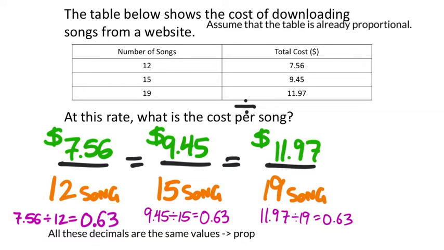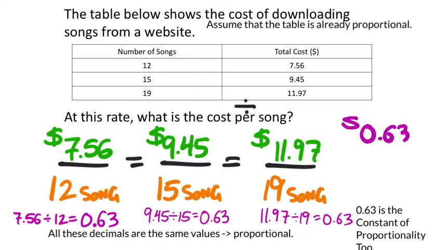So that means we know it's proportional. But also, this tells us that this value that we found, see this 0.63 that repeats? That tells us that we have also found the constant of proportionality as well. Okay, so it would be okay also to write this 0.63 as a rate, so we know it's dollars per song, which tells us really that we're looking at $0.63 for every one song.